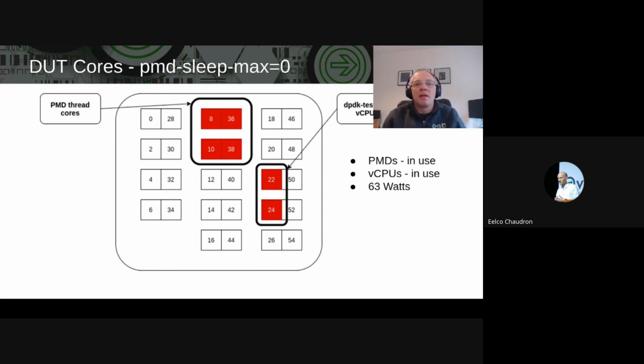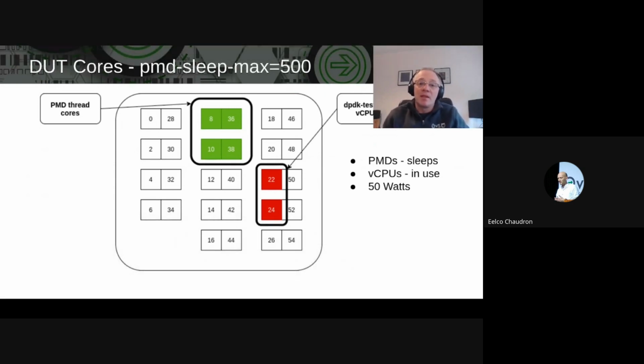Then we put in a sleep of 500 microseconds, and let's see what we saw. We reduced, we got into C6 state on the PMD thread cores, so we're going to mark them as green now to say they're not really being used as much. And the test PMD vCPUs are still being used, and we hit 50 watts. So then it got me thinking about all those other white boxes in the diagram. What are they doing?